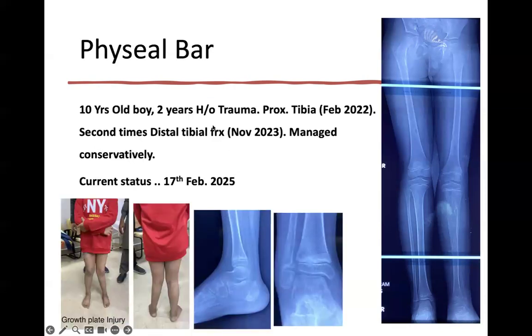This is one example of a 10-year-old boy. Here is a proximal tibia fracture in 2022. The second time he has a distal tibial fracture in November 2023. He was managed conservatively because the displacement was not so gross, but it led to a significant limb length discrepancy because of the metaphyseal bar, and you can appreciate a genu valgus deformity and ankle deformity distally.